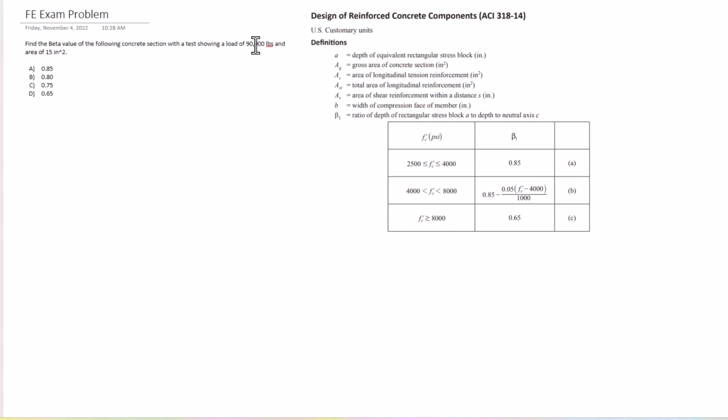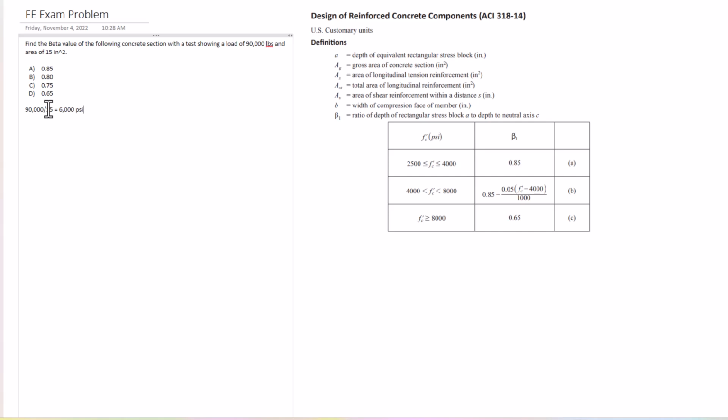So we can see here we have a load of 90,000 pounds, an area of 15 inches squared. Notice this chart is going to help us find that beta 1 value, right? And based on what this f prime of c is going to help us determine what the beta value is. So how do we find f prime of c? Well, first off, we're going to need to get the units of psi. This is just in pounds and inches squared. So the first thing we're going to do is divide 90,000 by 15. That's going to give us 6,000 psi.